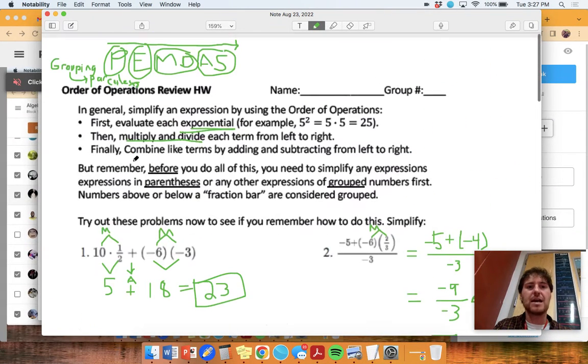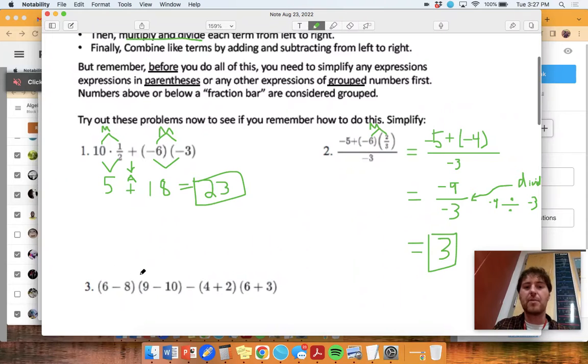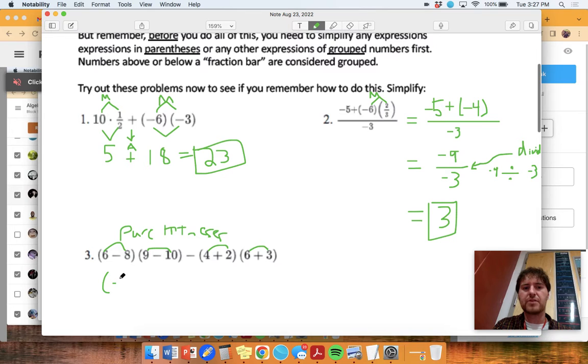Okay, so here, PEMDAS. I want to simplify my parentheses first. Do those first. So here, and here, these are all parentheses that I can simplify. So I'm going to do that first. Okay, 6 minus 8 is -2. So here you're doing the mental math in your heads now. 9 minus 10 is -1, or using a calculator, that's fine too. And here I have 4 plus 2, that's 6. And I have 6 plus 3, that's 9.